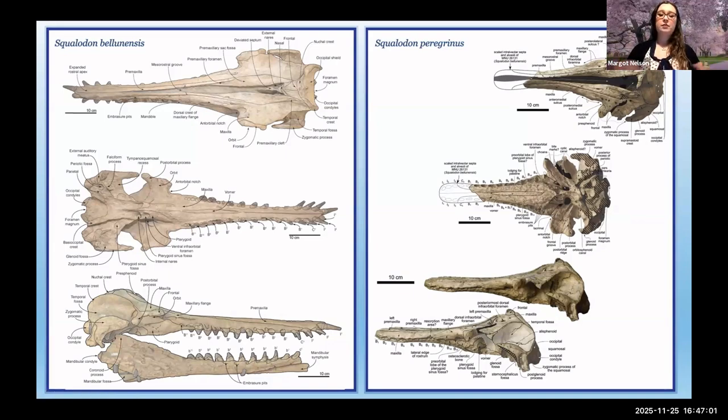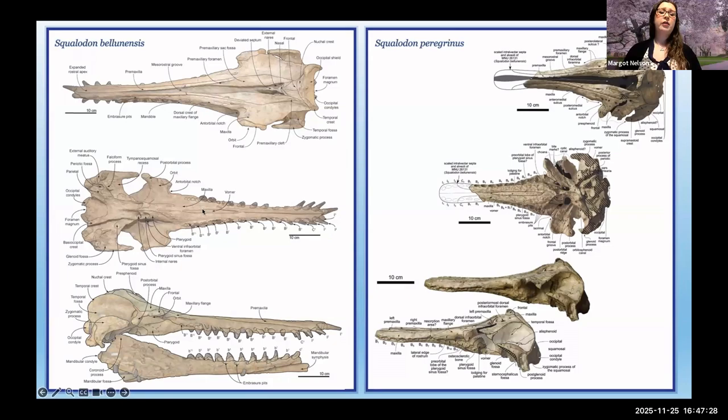But when we put it in morphometrics, we saw that the only place where it really clustered with Squalodon was in terms of the tooth pattern, because it does maintain that same tooth pattern that all members of Squalodon have. But otherwise, it is clearly doing something very different. The orbit is very different in this animal. The snout's very different in this animal.